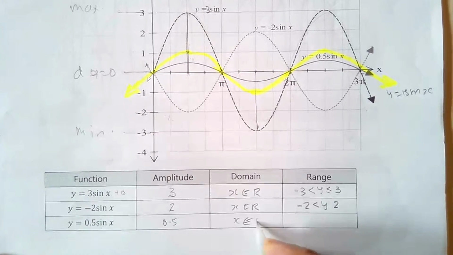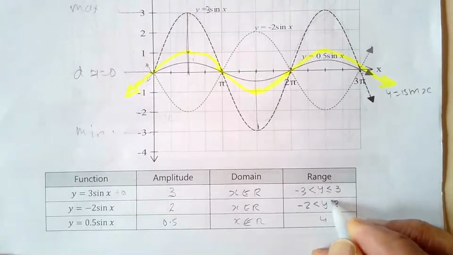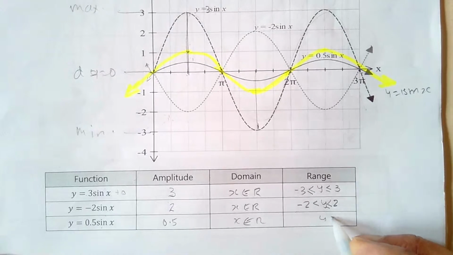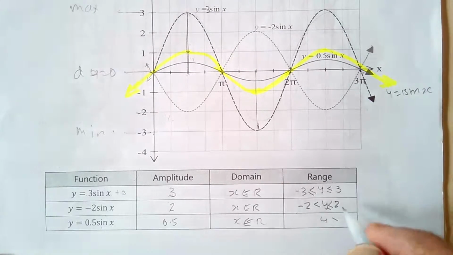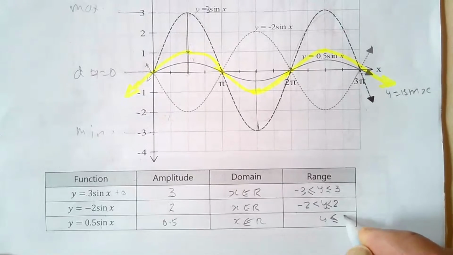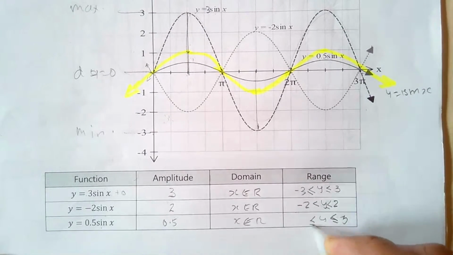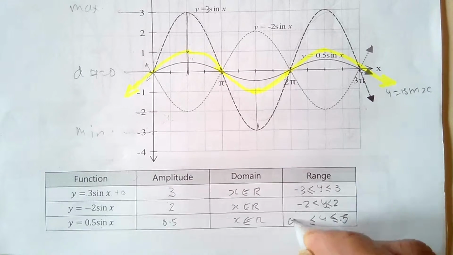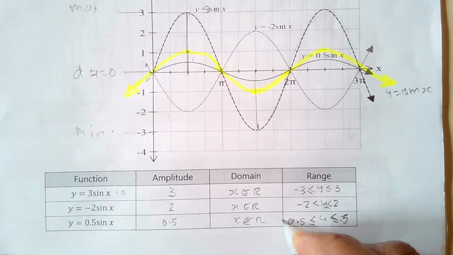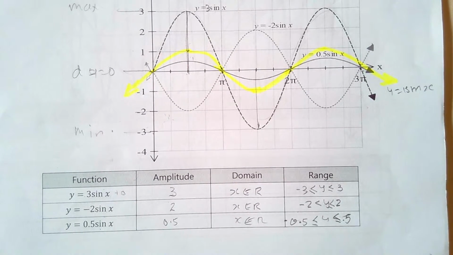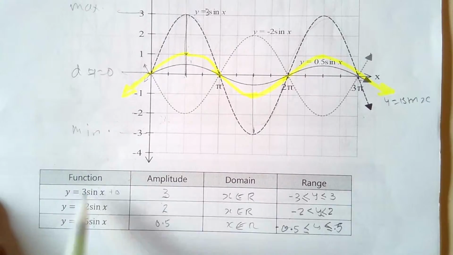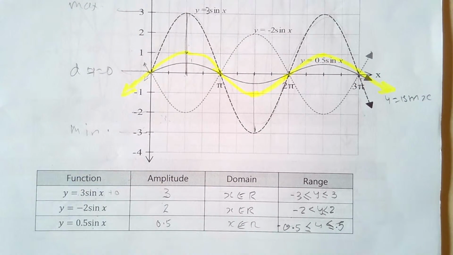X is a set of real numbers, and y would be less than or equal to 0.5. So your amplitude is, if you look at the equation, you can identify amplitude by the value of the a.